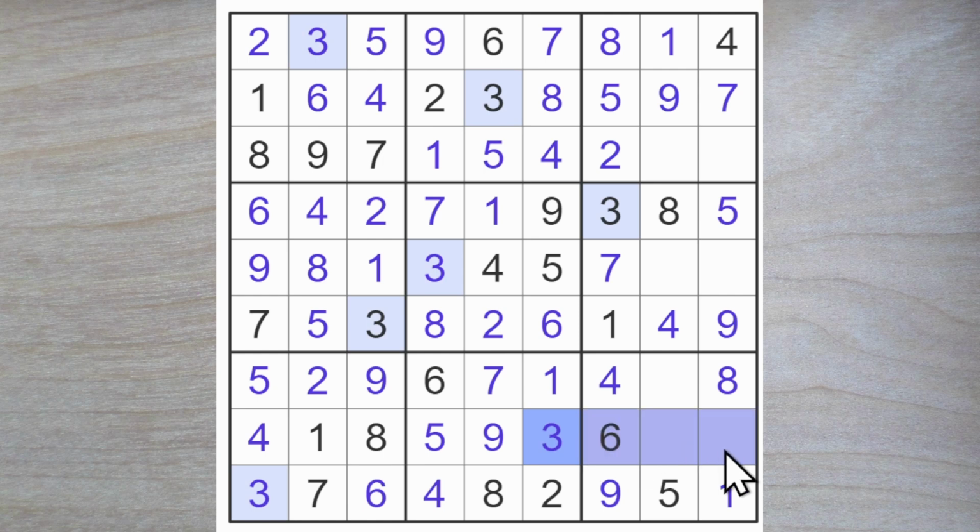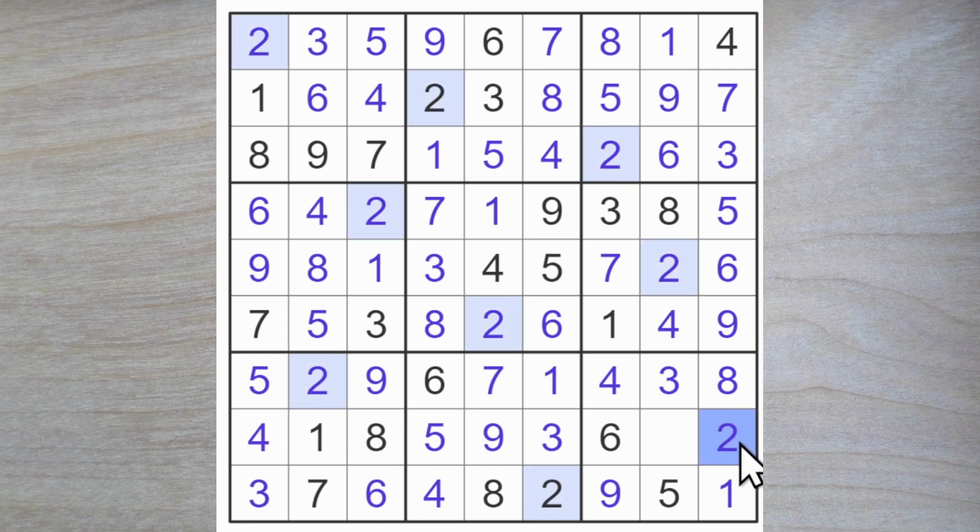Now we have a 3 blocking across here, giving us 3 here. And therefore here, well, this must be a 6, and so must this. This has got to be a 2. And now we have a 2 here, and we have a 7 here to complete the puzzle.